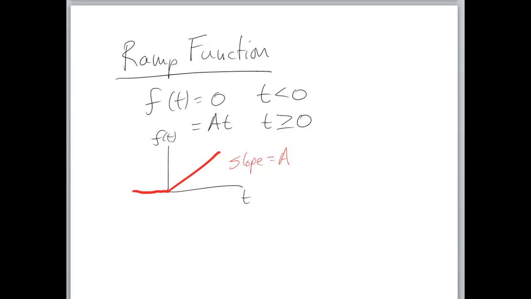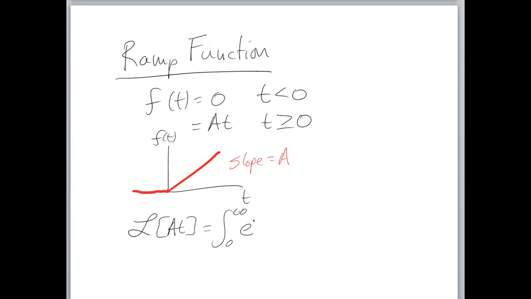For f of t, when time is less than 0, that f of t will equal 0. When time is greater than or equal to 0, it's going to equal a times t. So this is a line with a slope of a and an intercept of 0. So let's take the Laplace transform of this function. So we have the Laplace transform of a t.